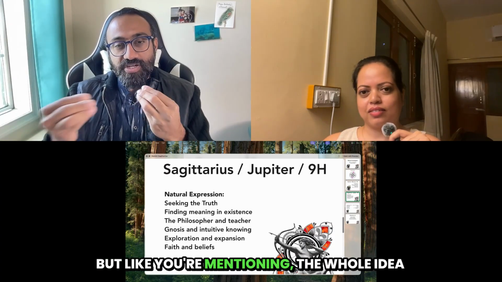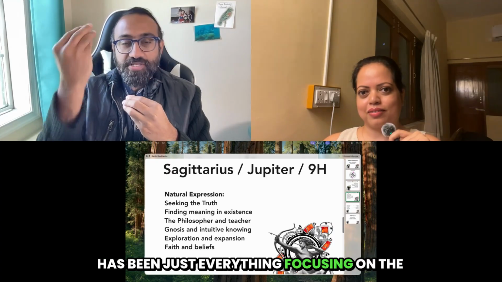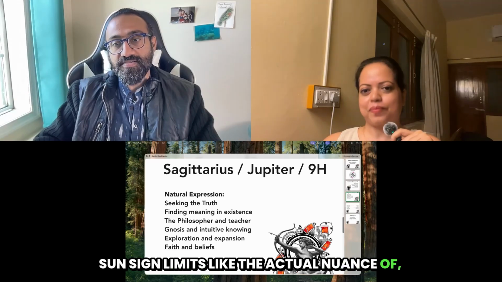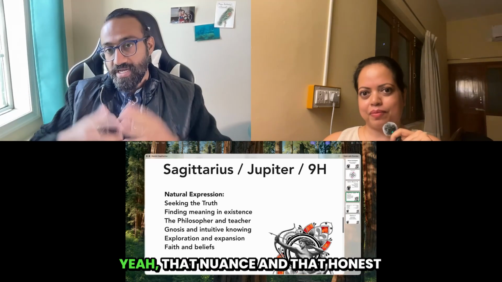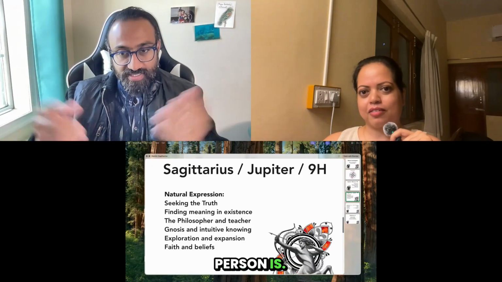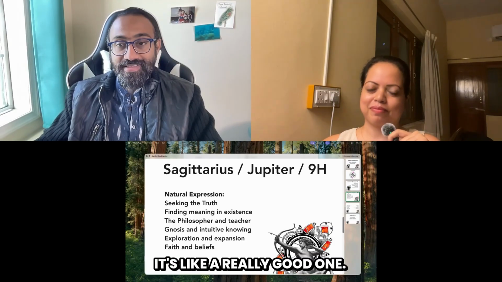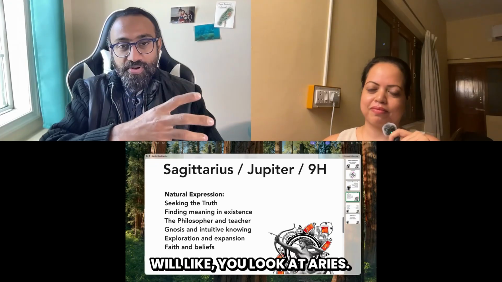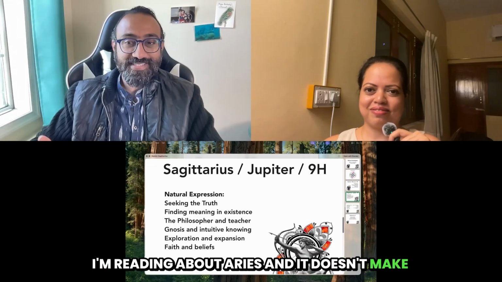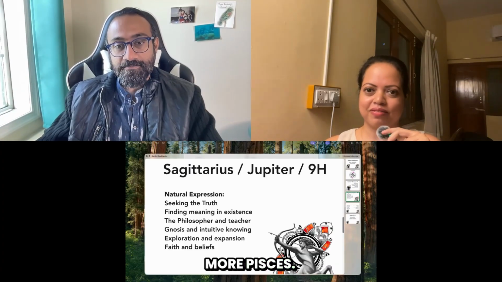But like you're mentioning, everything focusing on the sun sign limits the actual nuance and that honest exploration of what the chart of this person is. The example that you gave is a really good one. Somebody with that kind of energy looks at Aries and says, I'm reading about Aries and it doesn't make any sense to me. Well, yeah, of course, because your energy is probably going to be more Pisces.